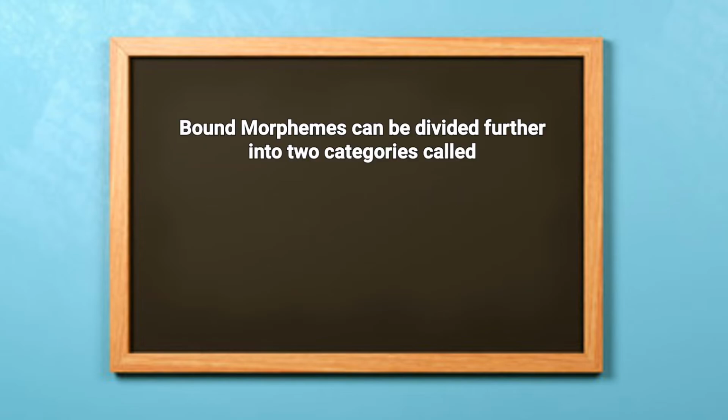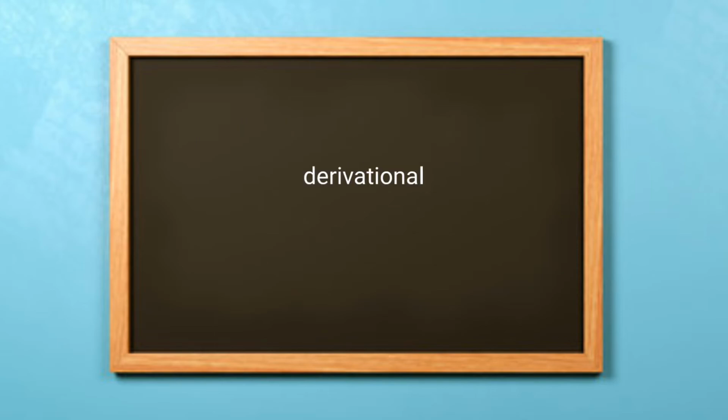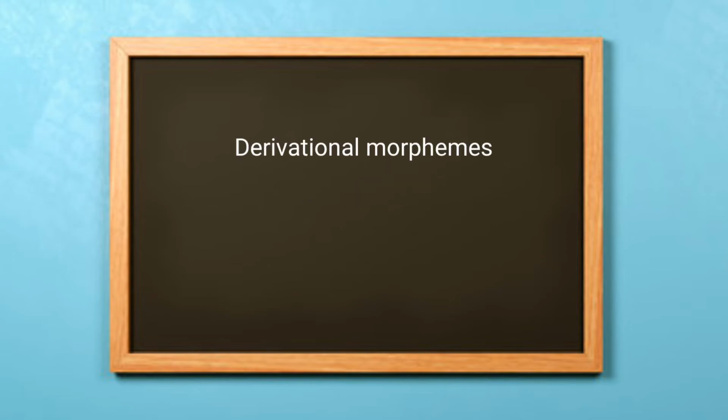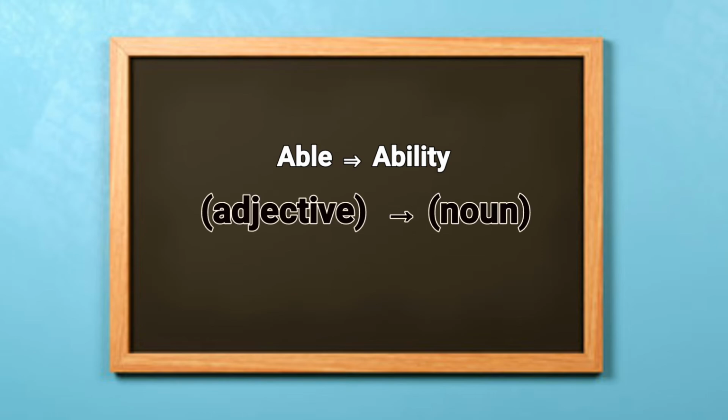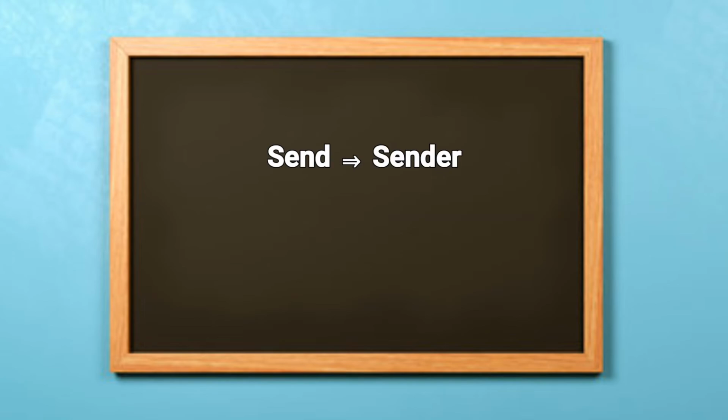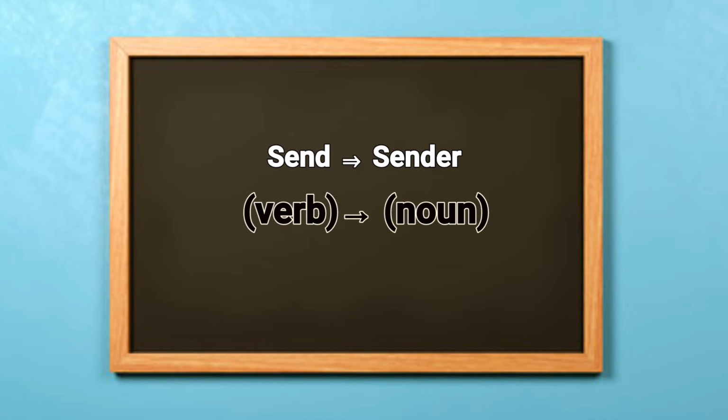Bound morphemes can be divided further into two categories called derivational and inflectional morphemes. Derivational morphemes are morphemes that are added to the base form of a word to create a new word. Example 1. Able to ability. Able is an adjective and ability is a noun. Send to sender. Send is a verb and sender is a noun.